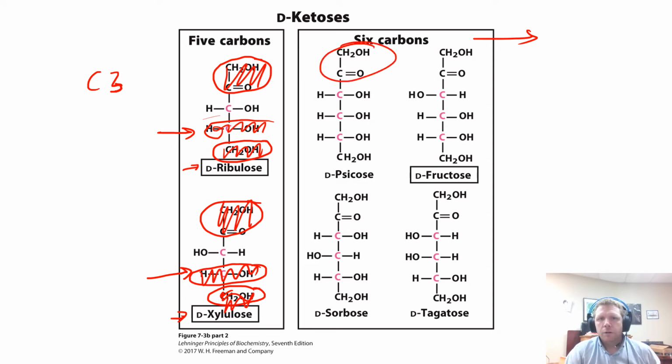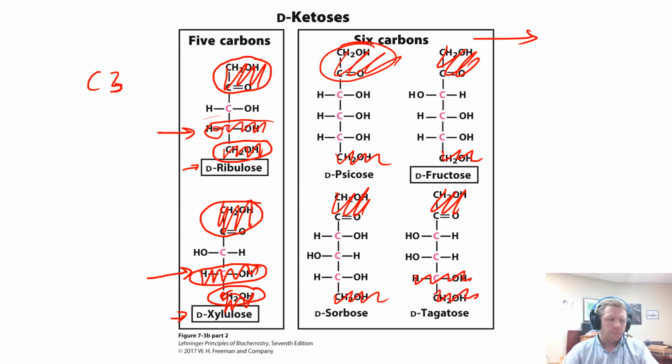Carbon number 1 and 2, we're going to scribble those out. We don't care about those. In all of these structures, carbon number 6, we don't care about. Carbon number 5, that's our penultimate carbon. And as our penultimate carbon, that's going to tell us our D versus L structure. And that leaves us with only 4 possible structures.